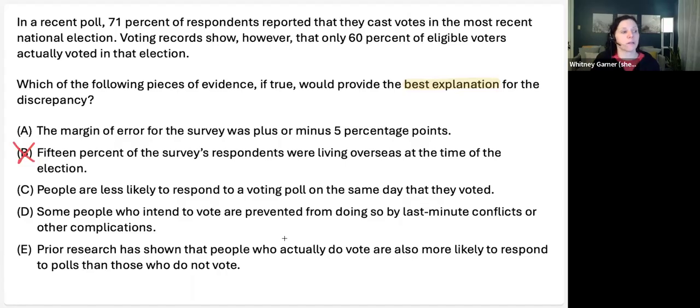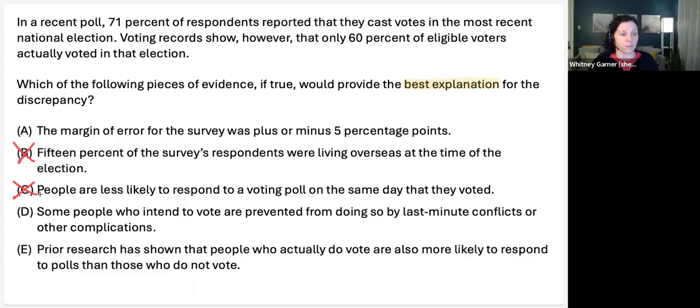People are less likely to respond to a poll the same day they voted. Well, they didn't tell me when any of these people voted, so that's not helpful. And we're talking about the people who did respond, respondents. So people are less likely to respond to a poll on the same day that they vote. Doesn't mean that they don't respond to the poll ever. So it doesn't entirely make sense, right? It's not how it might impact.